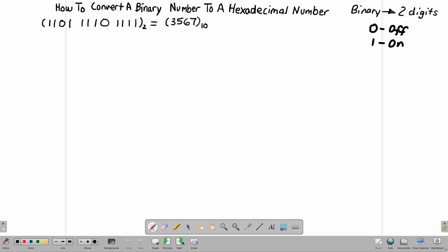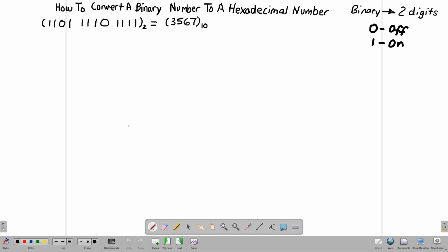Before we begin, we have some notes to the right. We're dealing with the binary system. There's only 2 digits in the binary system. When we have the value 0, it represents off. When we have the value 1, it represents on. So let's compute. To begin, how do we convert a binary number to a hexadecimal number?